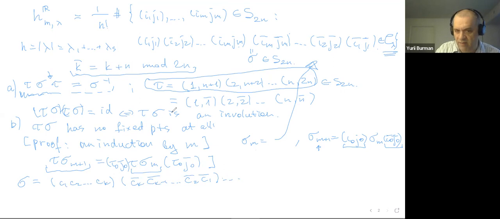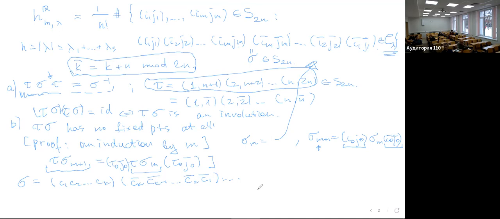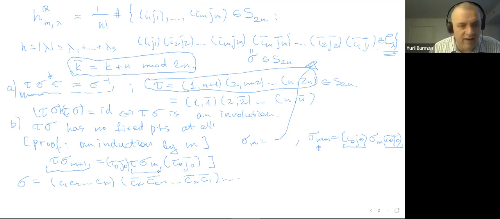Once more, bar means adding n modulo 2n, and pay attention that these two cycles have opposite orientation. The cyclic ordering in the first cycle is 1, 2, 3, up to k, and in the other one it is k, k minus 1, and so on, 2, 1. If the cycles have length 2, then these two cyclic orders coincide, but generally they do not. Okay, so does it mean that I and I bar never appear in one and the same cycle? I and I bar never appear in the same cycle. Yes, if they had, then the property B would have been violated.